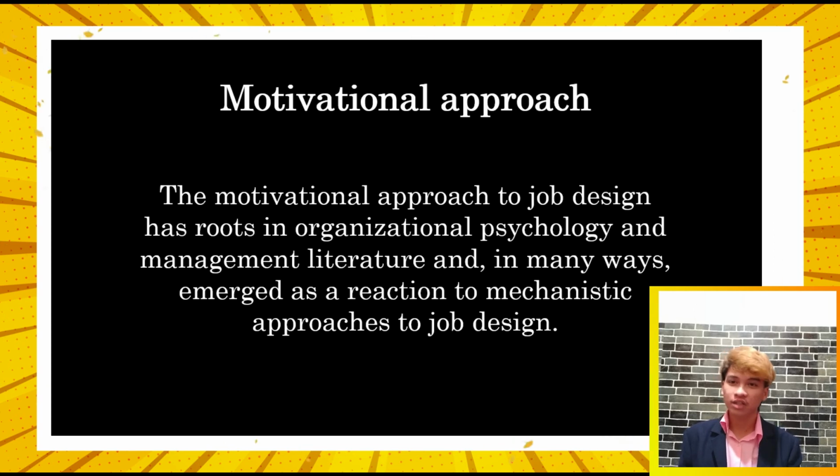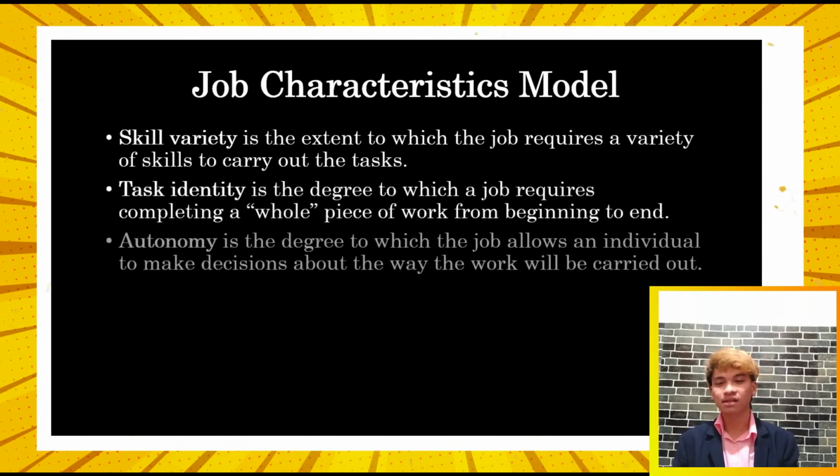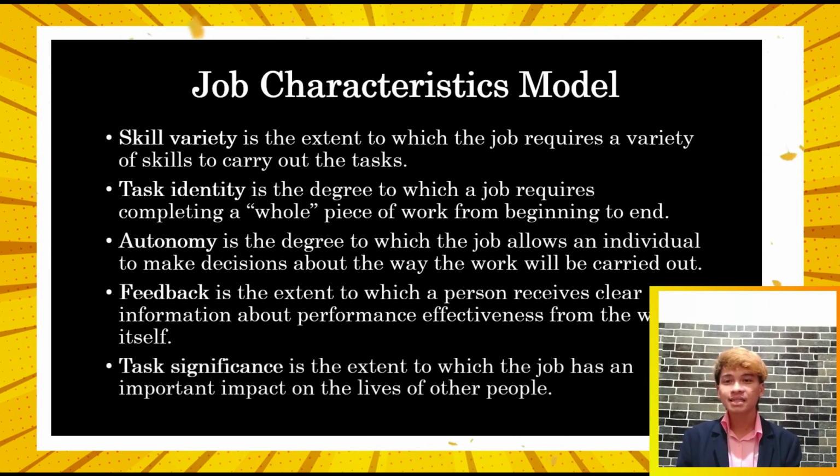There are five job characteristics in the model, which are skill variety, task identity, autonomy, feedback, and task significance. The first one is skill variety. It is the extent to which the job requires a variety of skills to carry out the task. Second, task identity. It is the degree to which a job requires completing a whole piece of work from beginning to end.